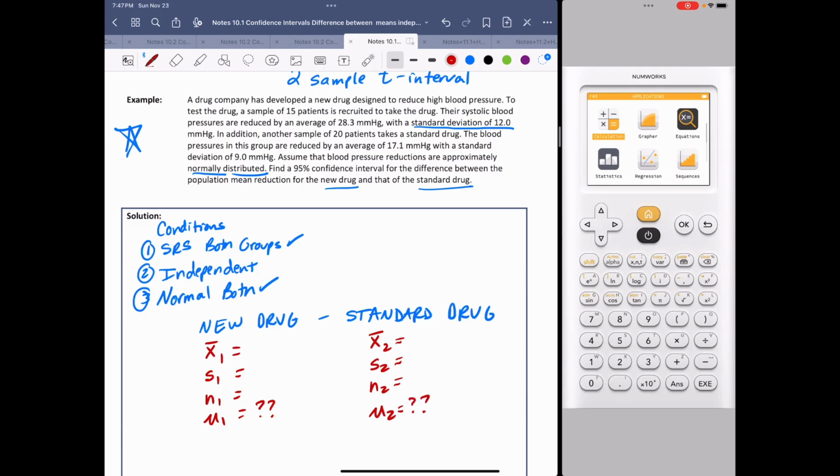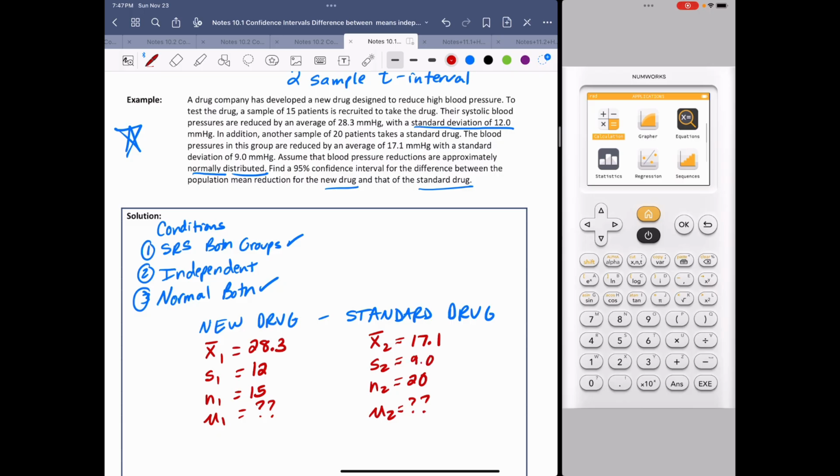Now, the new drug, I've got to look back in your problem, a sample of 15 patients on the new drug. Their systolic blood pressures are reduced by an average of 28.3 with a standard deviation of 12. The standard drug, I had 20 patients taking the standard drug. The blood pressures in this group are reduced by 17.1, and the standard deviation is 9.